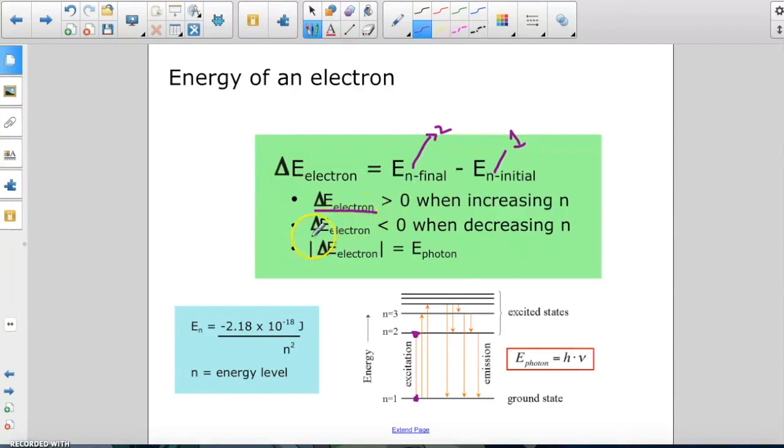When we're going from a highest energy level to a lowest energy level, the difference in the electron's energy will be negative. And that difference in energy will be what we call the energy of the photon, because at the end of the day, it's the energy that the electron needs to absorb or release in order to jump from one state to another. So the energy of the photon, which we knew before, will be the change in the energy of the electron from state to state in absolute value.